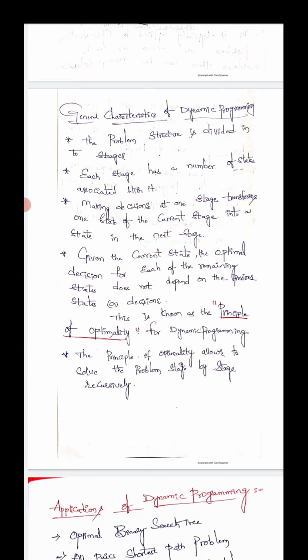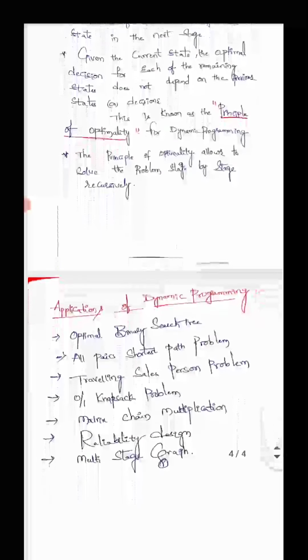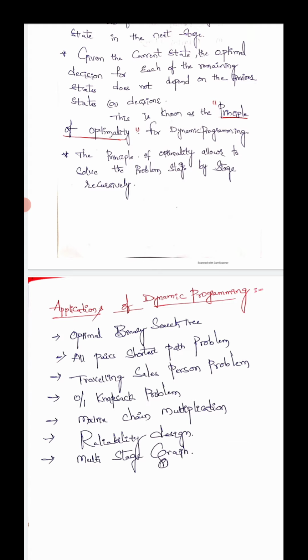In dynamic programming, a sequence of decisions may occur. So the principle of optimality allows us to solve the problem stage by stage, recursively. In our curriculum we need to study only 5 applications of dynamic programming: optimal binary search tree, all pairs shortest path problem, traveling salesperson problem, 0/1 knapsack problem, and multi-stage graph. By using these dynamic programming approaches we can solve these problems.